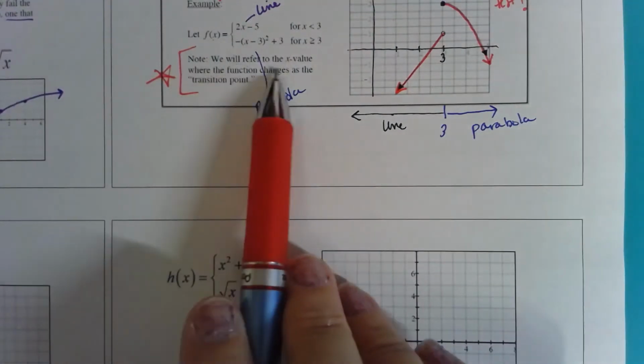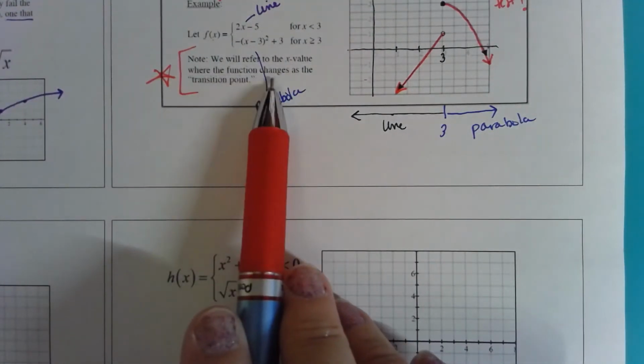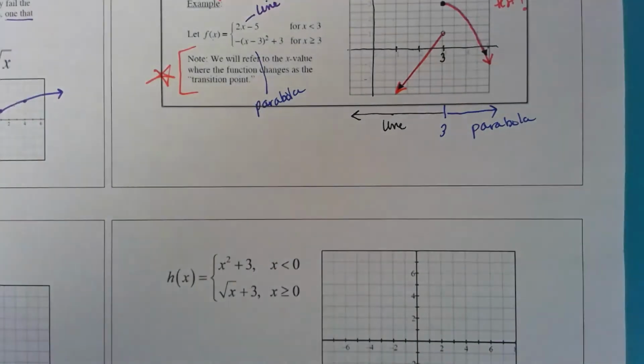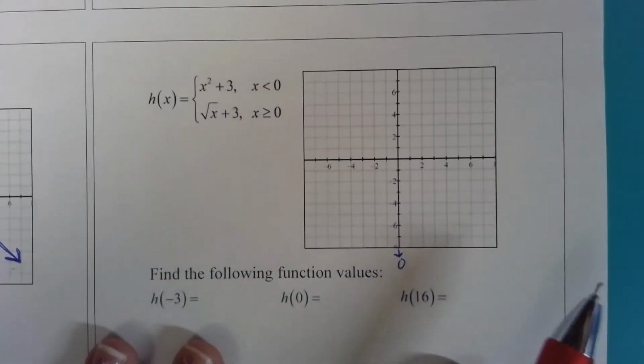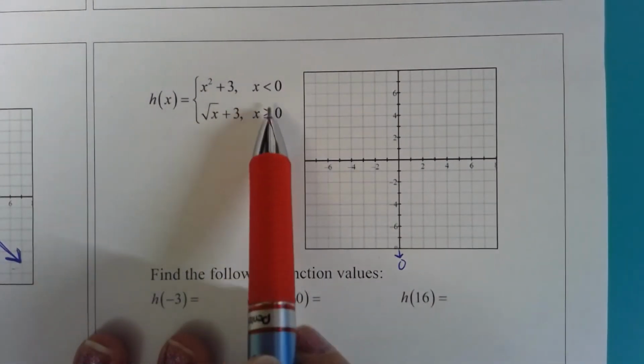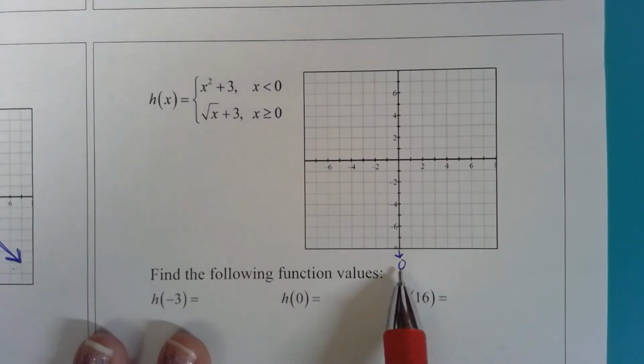Note, we will refer to the x value where the function changes as the transition point. So I started to use that phrase down here, and then I realized we hadn't talked about it. This graph transitions from a parabola to a shooting star when x equals 0. So this is my transition point.